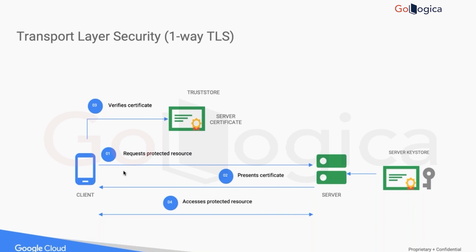Fine. So here is a graphical representation of how it works. The client makes a call to your server. Then the server has its certificate and presents it in the second step. Then the client verifies the certificate from the trust store.